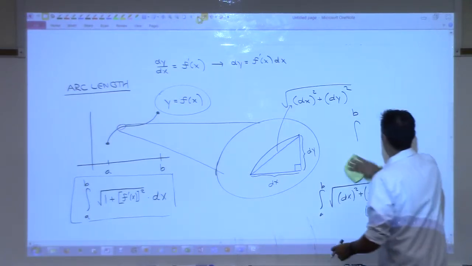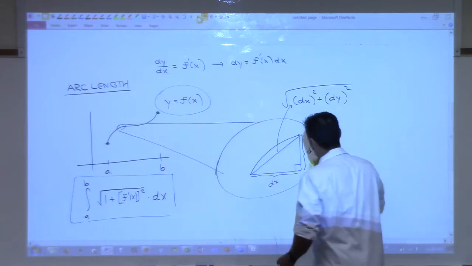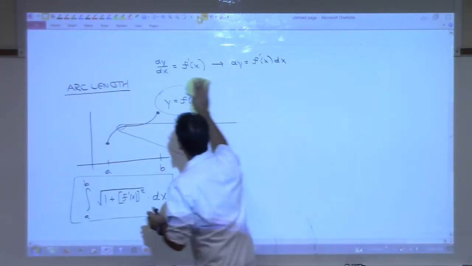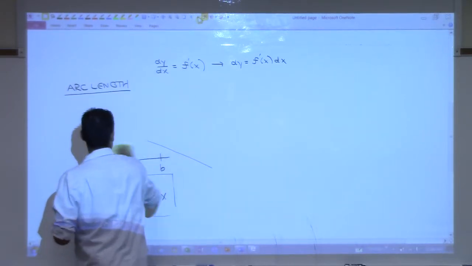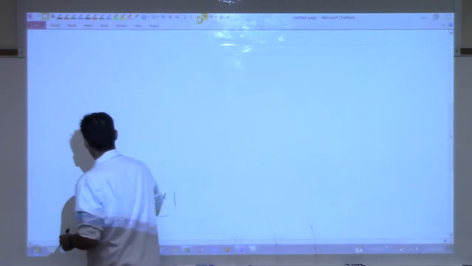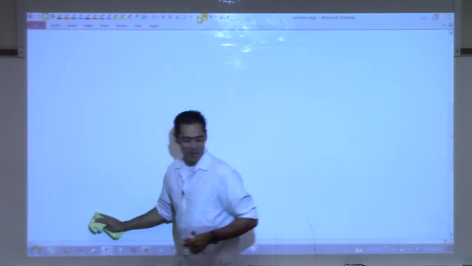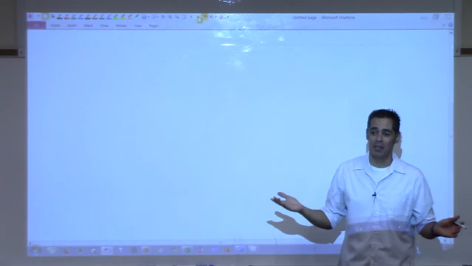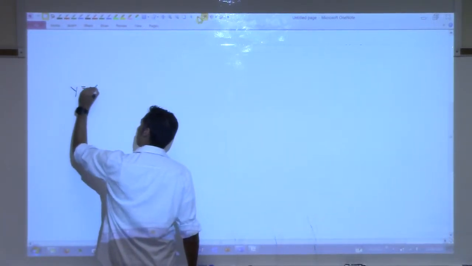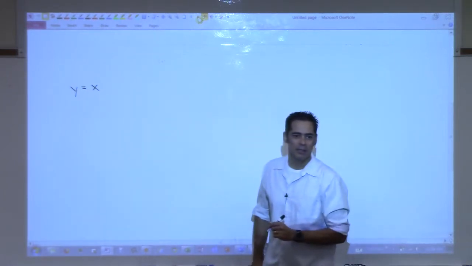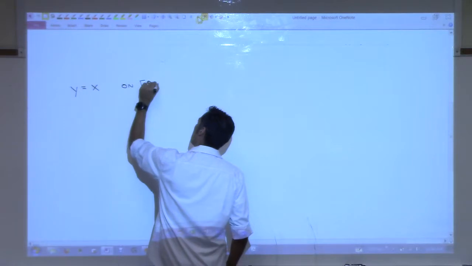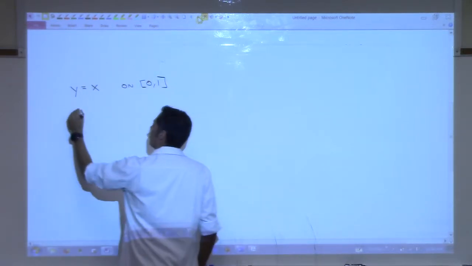So, all right, now let's do an example, and let's start off with a very simple one. Let's start with something so simple that we wouldn't even need the formula, all right? Let's take y equals x, that function right there. And let's look at this on the interval 0 to 1. And I want us to find the length.